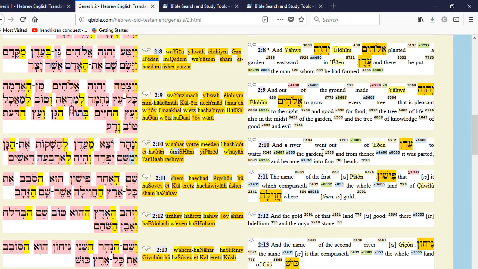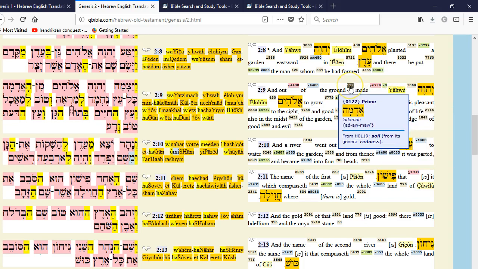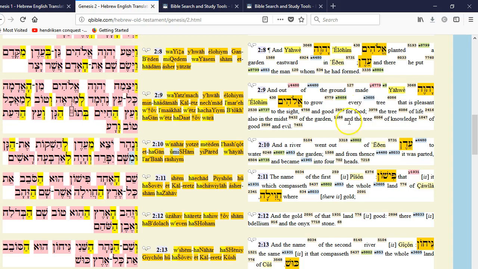And out of the ground made Yahweh Elohim to grow every tree. Now we have trees. Out of the Adama. This is the same ground. This is soil. This is earth. This is what things grow from. This is the top part. This is the good stuff that good stuff grows from. And every tree, that is pleasant to the sight and good for food.